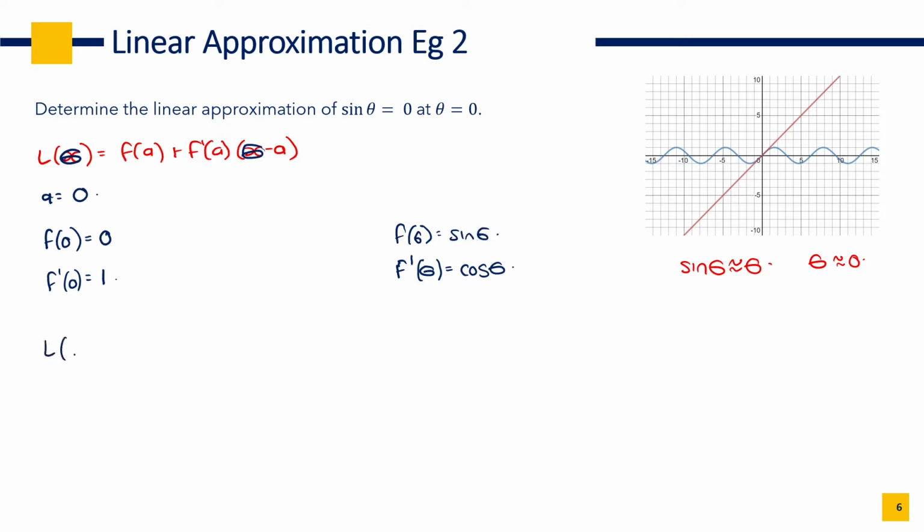So now we can put it into our approximation. So we have 0 plus 1 times (theta minus 0). So we have 0 plus theta. So we have theta. So that's where we get that situation of sine theta is approximately equal to theta when it's really, really close to theta equal to 0. And you can see it in that region over there. So for linear approximations, you need to know the equation of the tangent line and then use the equation of the tangent line. And make sure that you are getting that tangent line as close as possible to the point that you want to approximate.